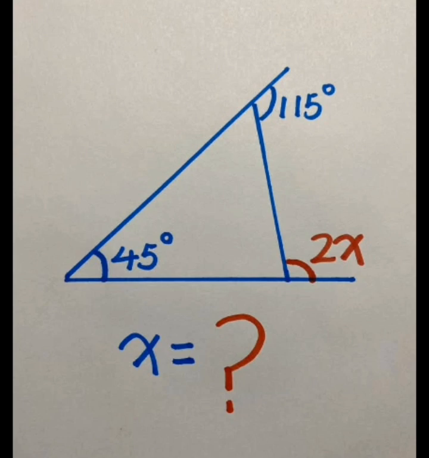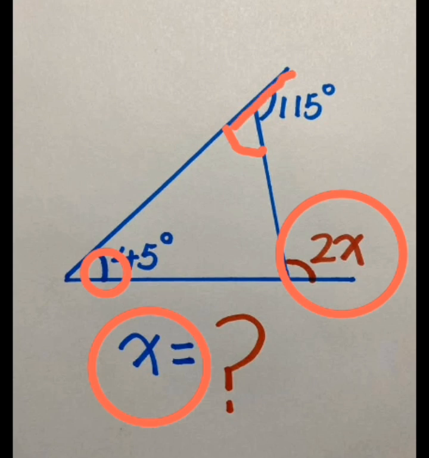So when you have something like this, the question says we should look for the value of x. And where you see x is here. So when you have a triangle like this, 45 degrees is here. You have here 115 degrees. Very, very simple.